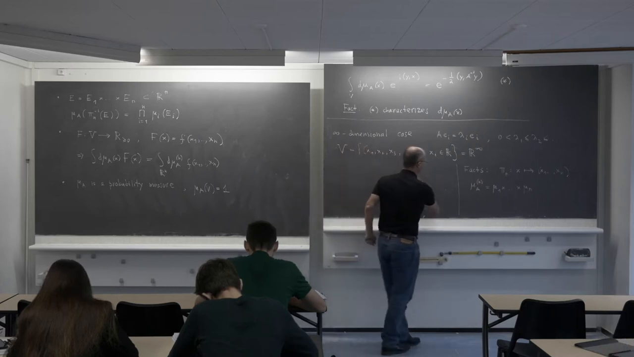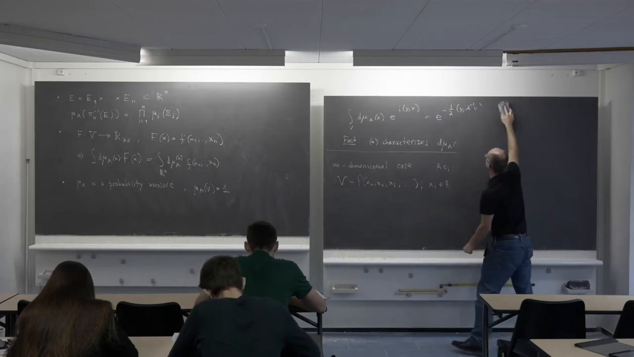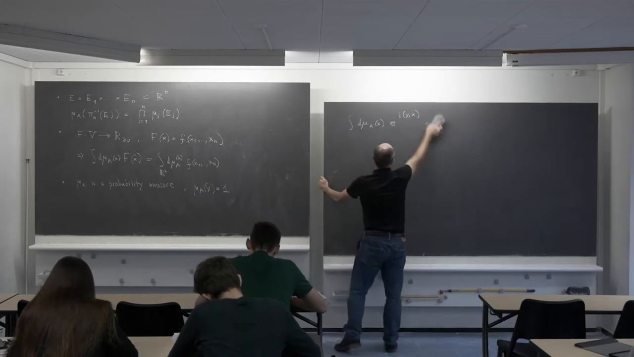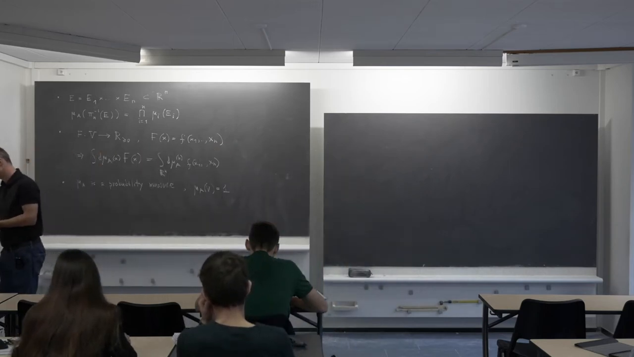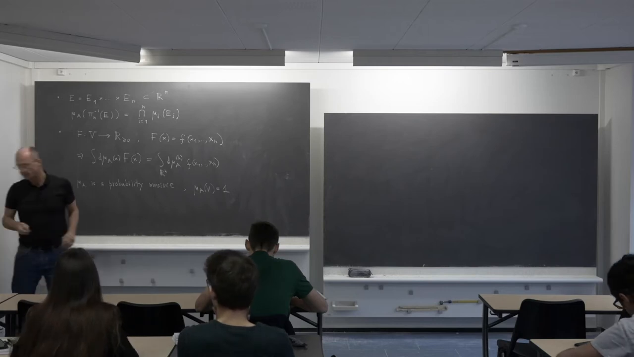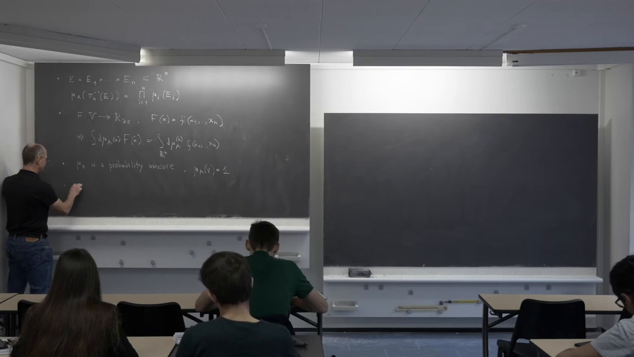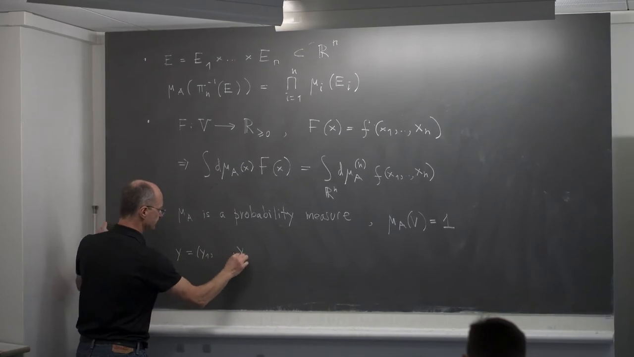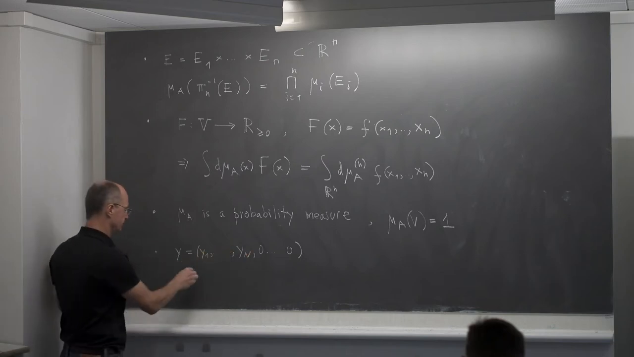So this is a kind of formal step, but there is an interesting property of this measure mu A that I would like to show you. And this will be motivating for what happens with path integrals. Maybe just the last fact. So suppose that Y is a sequence with finite support.